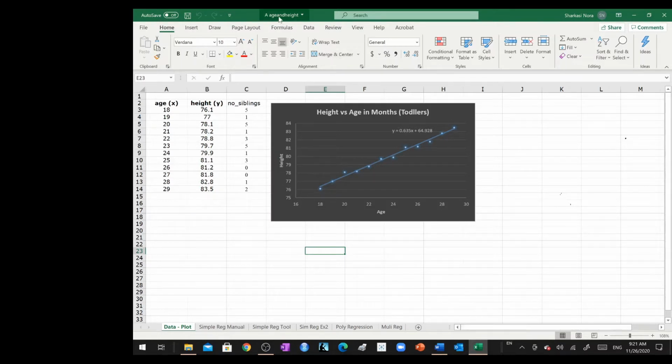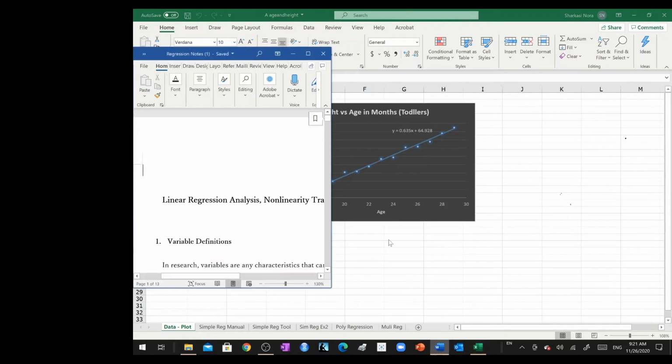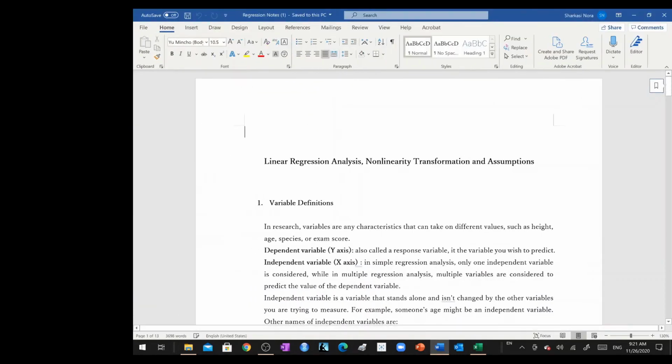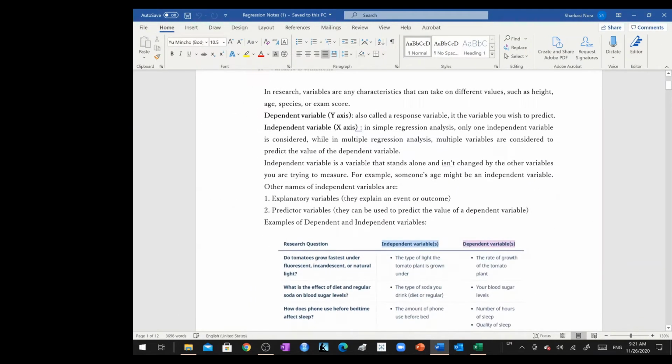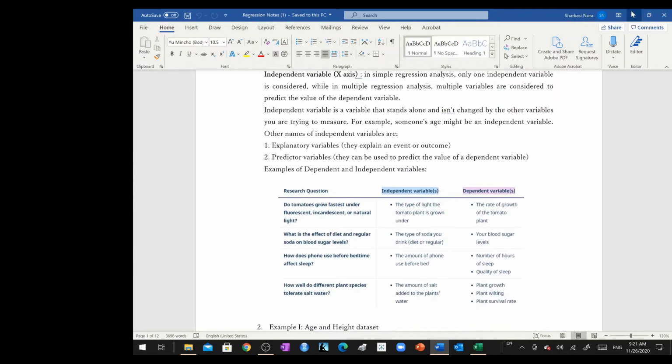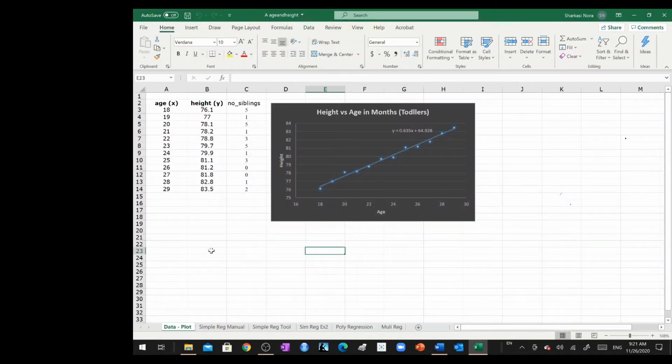You need to use your height and age Excel sheet that I shared with you in class, as well as the regression notes that I shared with you over Moodle.